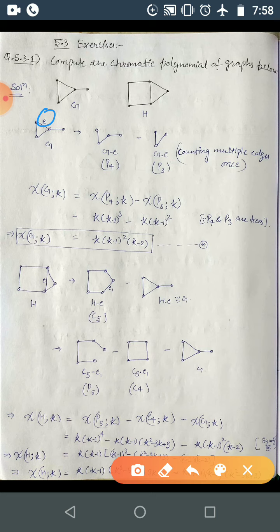Now G, you will be writing G minus E and G dot E. Okay, so G minus E will be, if you remove this edge, you will be getting this one, and this is the same as P4.